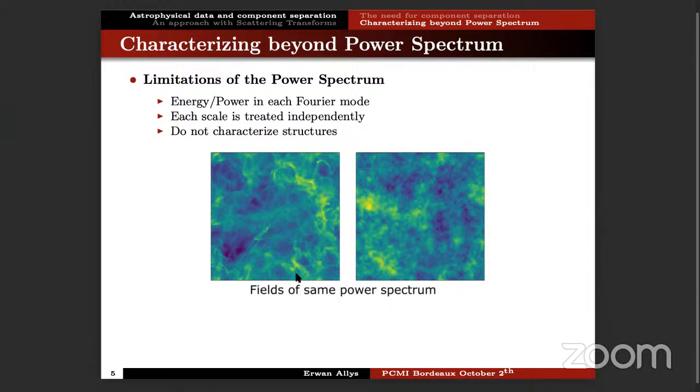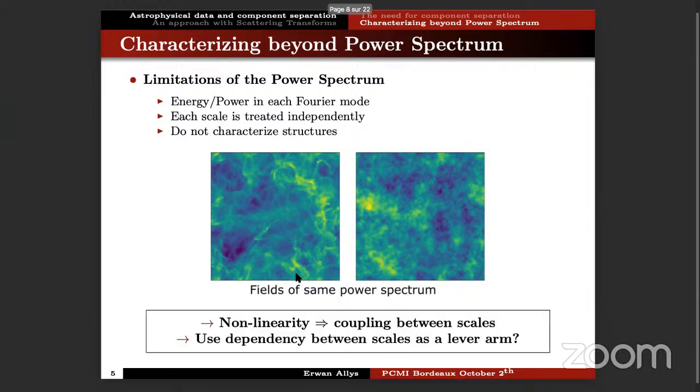I constructed the right one from the left one, so I can then show you they have exactly the same power spectrum, which means that if you try to compare them using only the power spectrum, this summary statistic will say that these fields are exactly the same, which is a huge problem. And actually, when you have structure, it means that you have nonlinearities.